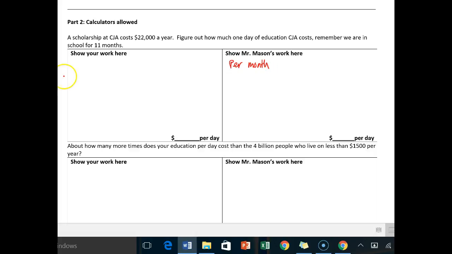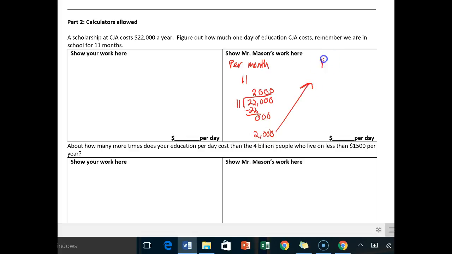And if you haven't paused the video to do it on your own, do that. But per month, so we have 11 months. So 11 will get divided into 22,000. And 11 doesn't go into 2, but it goes into 22 two times. Gives us 22 with nothing left over. And if I bring down each 0, it goes in there 0 times. So it costs $2,000 per month.